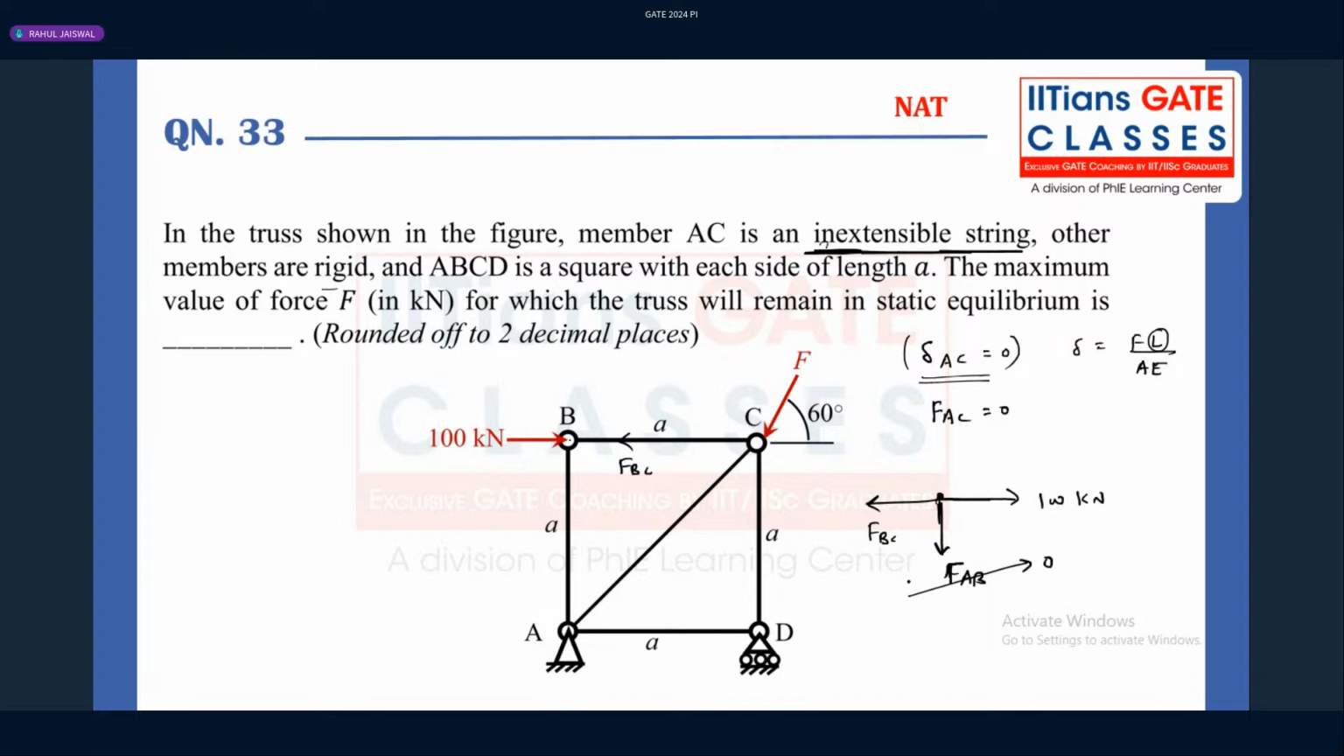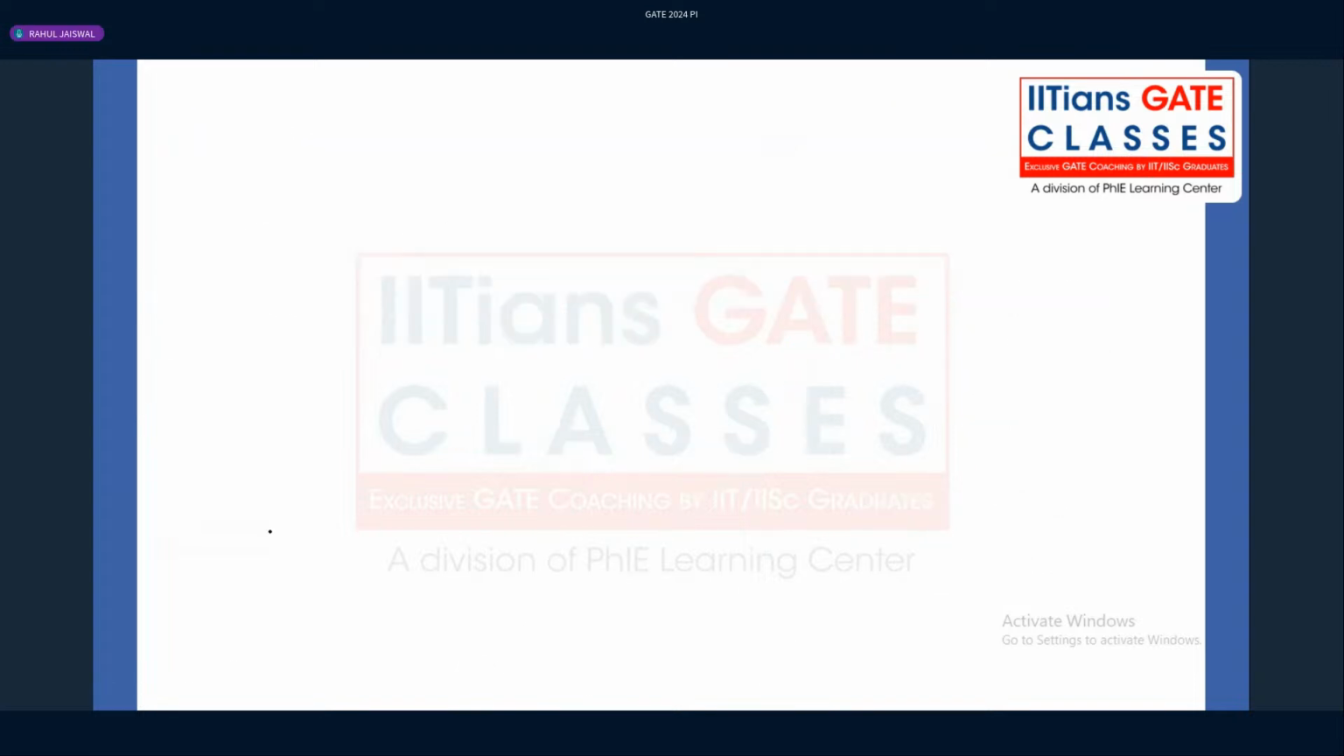The force in the third member will always be zero. A similar concept we can apply for joint D also, but that is of no use. Here the reaction force we can write as Dy. Here we have Ay, Ax, but no need to calculate. Directly you can just take the joint C.